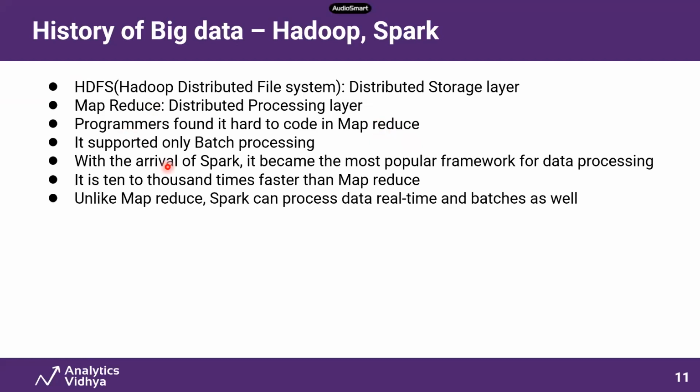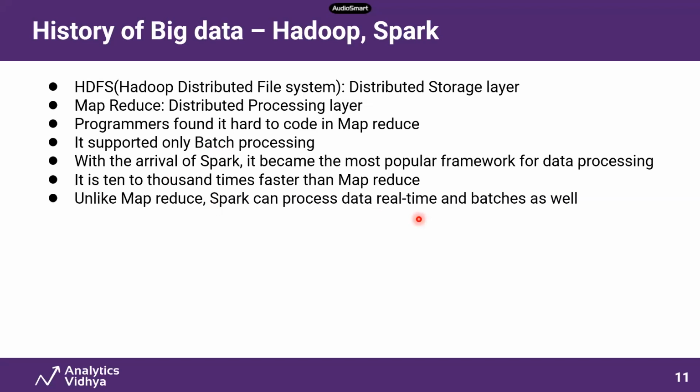Then came Spark in around 2013. Since its inception, it became the most popular framework for data processing as compared to the other ones, like MapReduce, Hive, or Pig Latin. It is said that it is 10 to 1,000 times better than MapReduce. And unlike MapReduce, which, as we said, is only applicable for batch processing, Spark can do real-time processing as well, and it even has support for machine learning as well as graph processing.